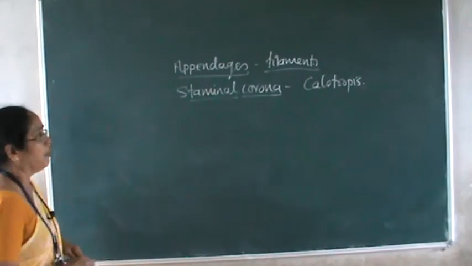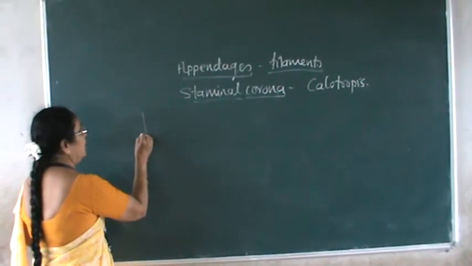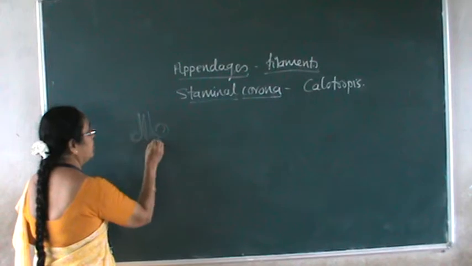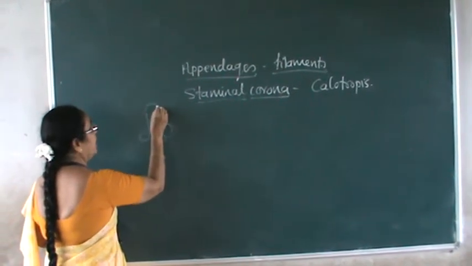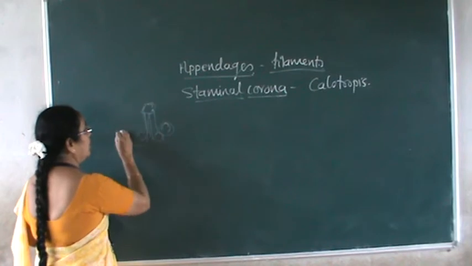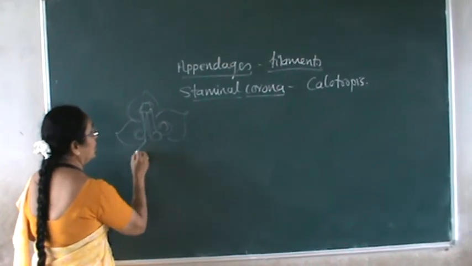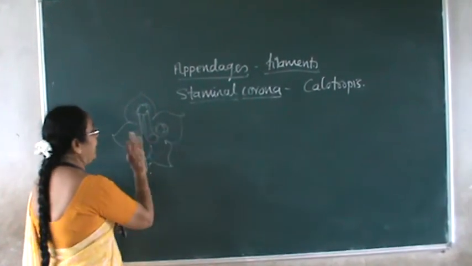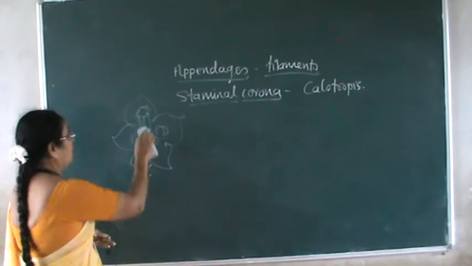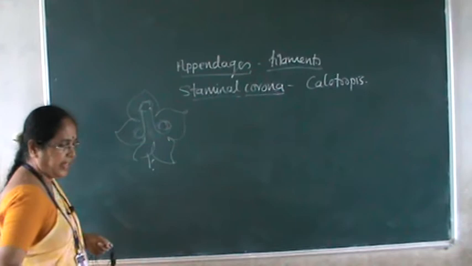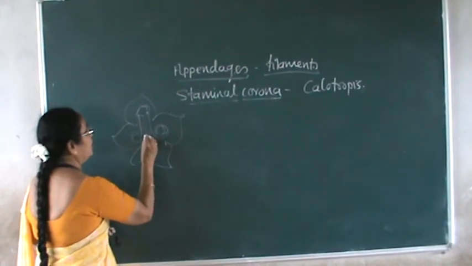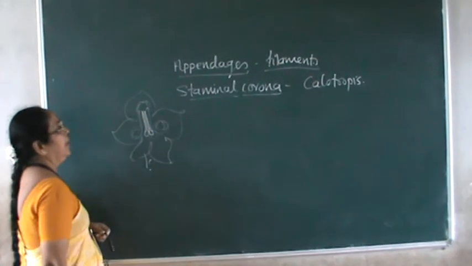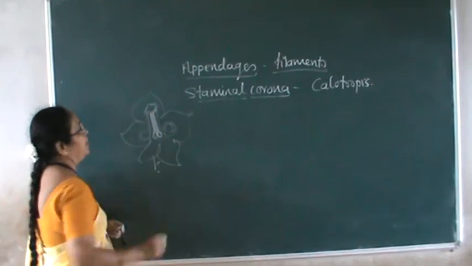All of you have seen staminal corona. In a Calotropis flower, you will get this kind of coil structure holding a pentagonal disc on the top, then the corolla and the calyx. Internally, if you take a section of the Calotropis flower, we will come to know the features exactly. The carpels are two in number, connected with the pentagonal disc on the top, that is called a stigma.